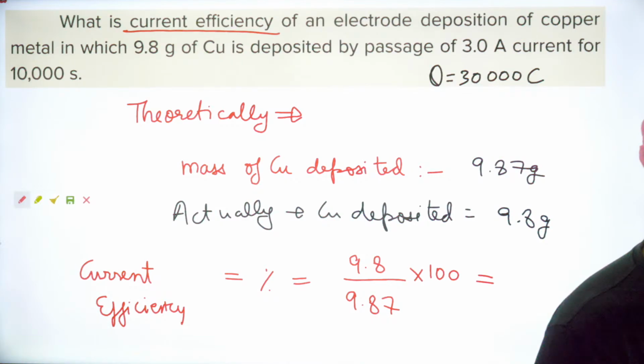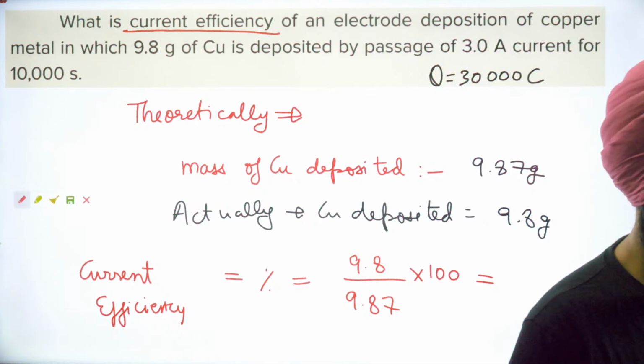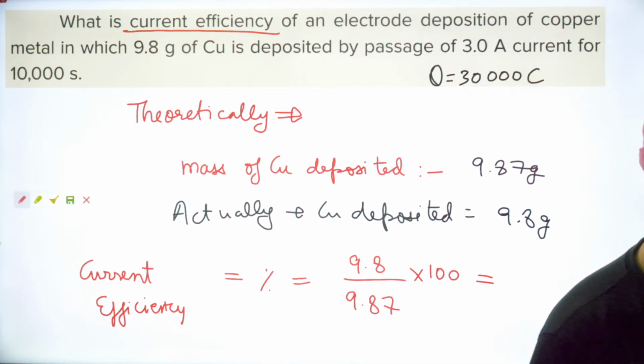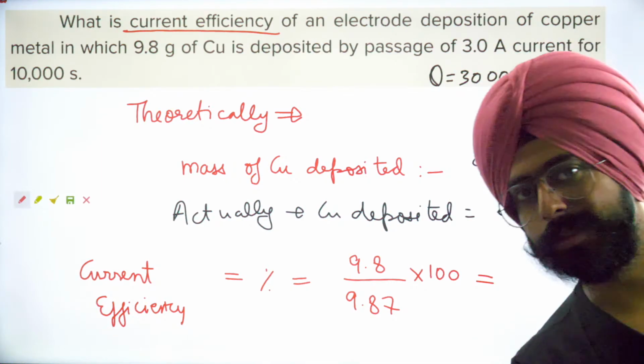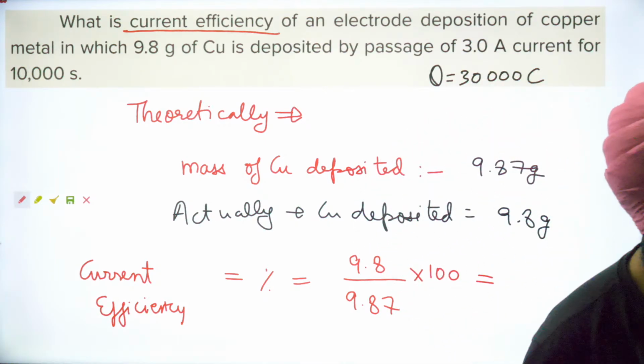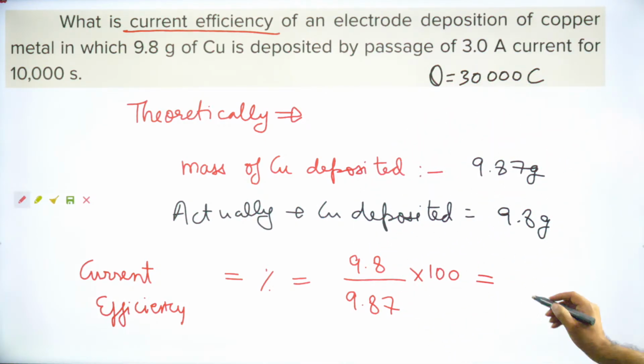ठीक है, तो चलो करके देख लेते हैं. 9.8 into 100. Sorry, उल्टा कर बोल दिया मैंने. 9.8 divided by 9.87 into 100. एक second, I'm just doing the calculation over here in the calculator. Yeah, so this comes out to be 99.3%.